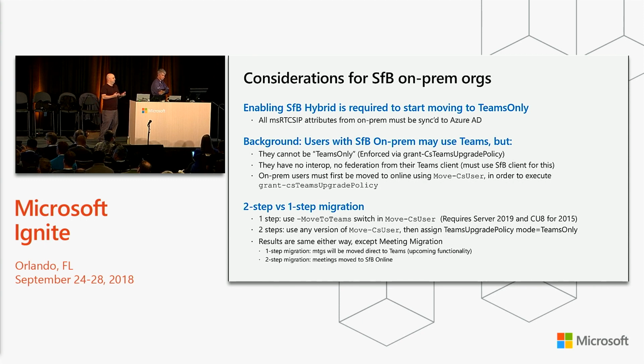We absolutely do not want customers to think of this as two different migrations. It's really one migration. You can go direct from on-prem to Teams. And you should plan it that way, you should test it that way, and to just hit it home, we've actually updated the code in the latest CU for 2015 and also in 2019, where we do all this for you in one switch, right? You basically, in Move-CsUser, there's a new switch called MoveToTeams. If you specify that, it does what Move-CsUser always did, but it also applies the policy, and once we're ready, it'll move the meetings to Teams for you.